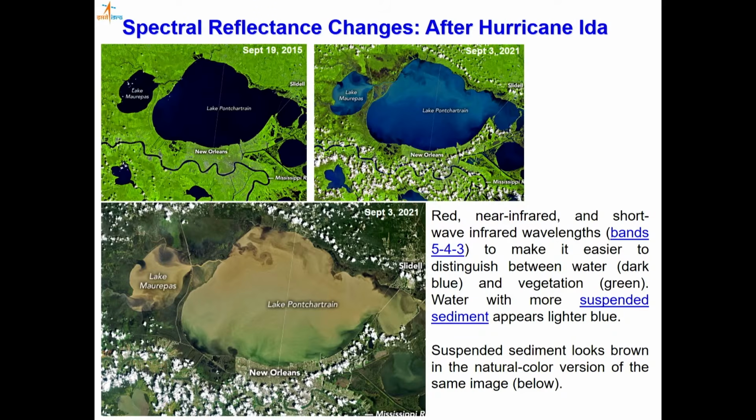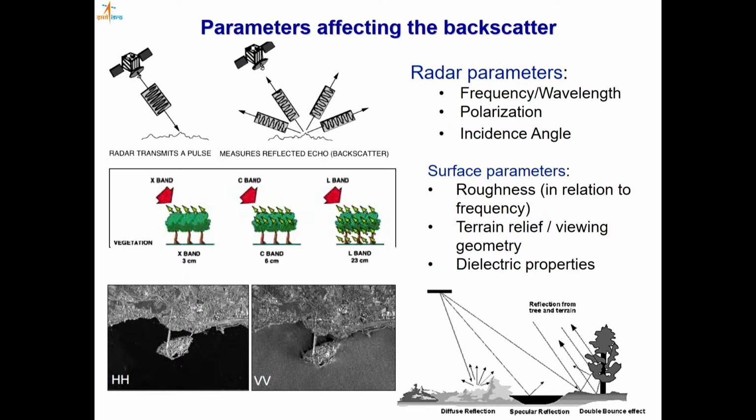Water with more suspended sediments appears lighter blue in the top image, and similarly, the one below is a different combination where suspended sediment looks brown in the natural color version of the same image. So that is a natural color composite, NCC. Bands 5, 4, 3 have been used. So by using different band combinations, we can make the interpretation more relevant as per our requirement.